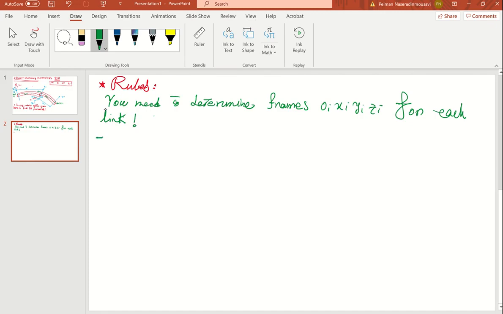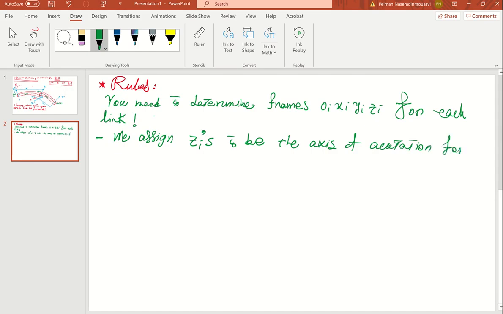One, we assign the z-axis to be the axis of actuation for joint i.